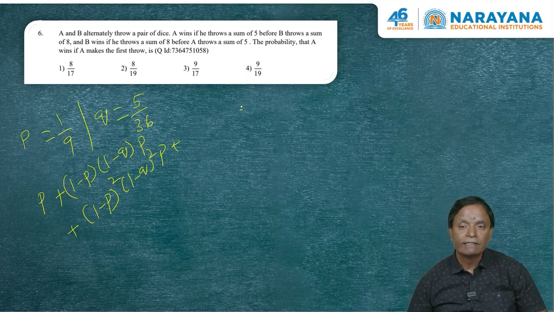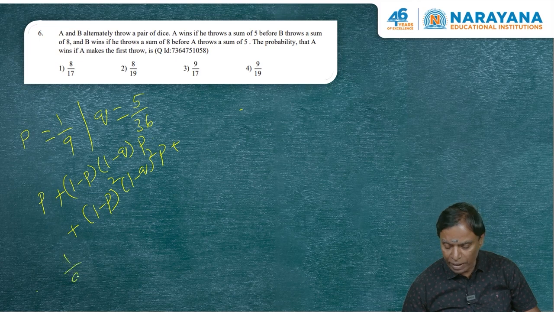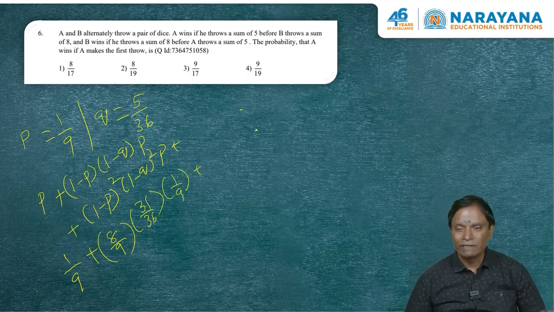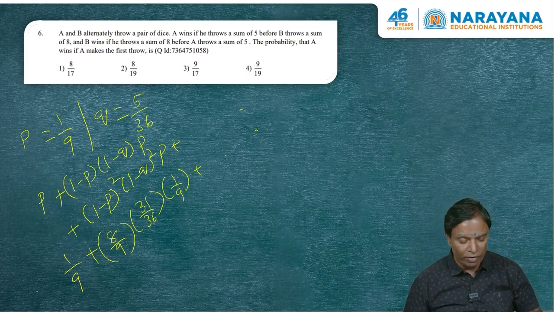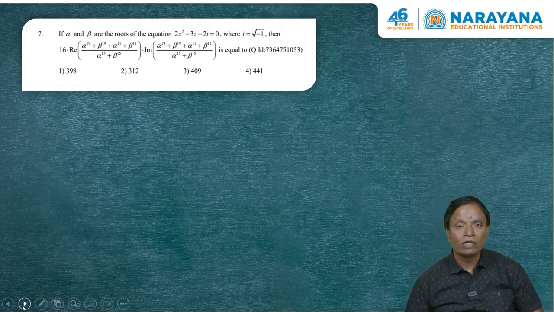It forms a sum of infinite GP, which you can find. Or else you can put 1 by 9 plus 8 by 9 into 31 by 36 into 1 by 9 plus, and so on. Sum of an infinite GP series, I think you know, is a by 1 minus r, you can calculate it. Now let us go to the next problem.